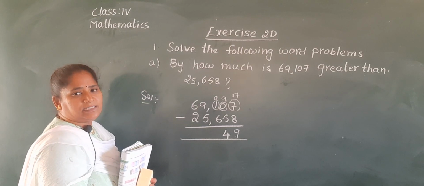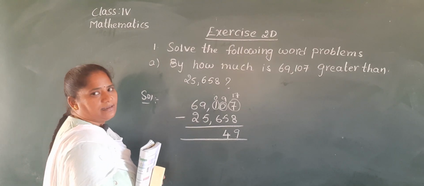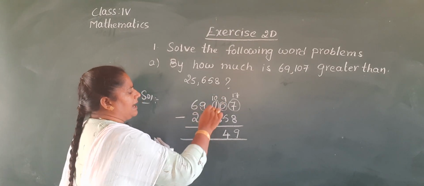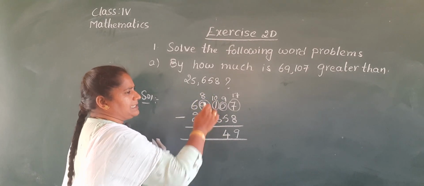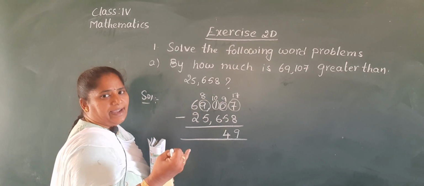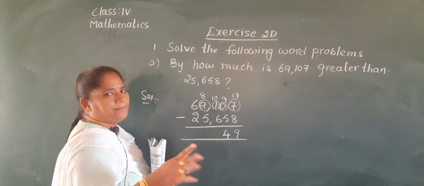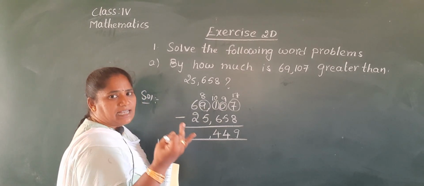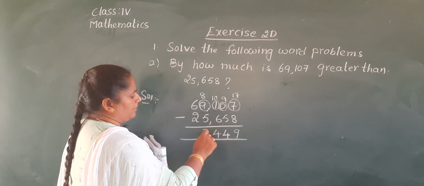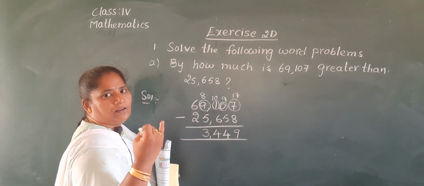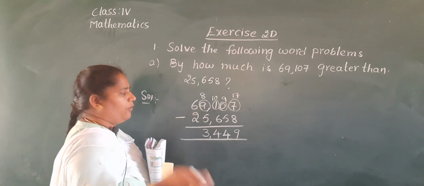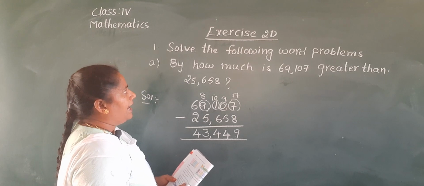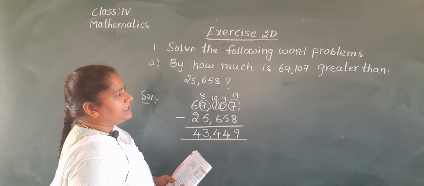6 is greater than 0, so we can't subtract directly. So you take a borrow from the thousands place. 0 becomes 10 and 9 before is 8. Now 6 to 10: 6 after 7, 8, 9, 10, 4. 5 to 8: 5 after 6, 7, 8, 3. 2 to 6: 2 after 3, 4, 5, 6, 4. So 43,449. How much is 69,107 greater?